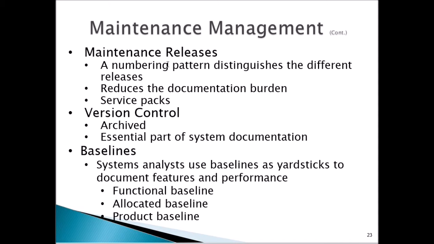You're going to have archived versions, and the version control needs to be set up within the program and the code itself, as well as be part of the system documentation, so you have a history of what changes were done and when they were done. You're going to have to deal with baselines. Systems analysts use baselines as yardsticks to document features and performance. There's a functional baseline, an allocated baseline, and a product baseline.